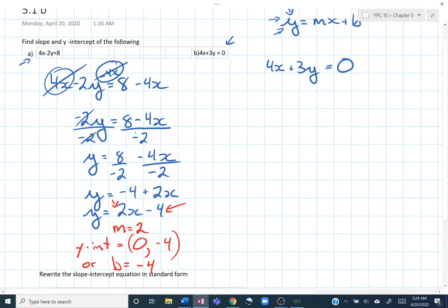So what I'm going to do is I want to get, again, y all by itself. I'm going to try and get rid of this 4x. It's a positive 4x, so I'm going to subtract 4x from both sides. Positive 4x and a negative 4x is 0. I'm left with 3y is equal to 0 minus 4x, which is just a negative 4x. My last step to get y all by itself is I'm going to have to divide by 3. I'm left with y is equal to negative 4/3 x, and then I'm done.